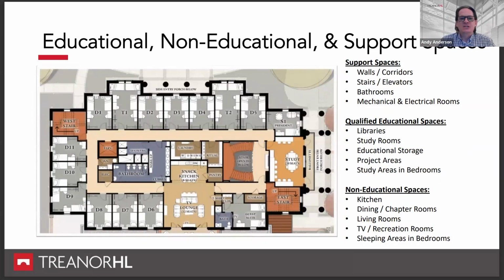That's just a designation of the types of spaces. Qualified educational spaces are spaces that are only used for educational purposes. They include libraries, study rooms, educational storage, project areas or maker spaces, and the study areas and bedrooms. And all the other social spaces, including the kitchen, dining, and living rooms, are non-educational spaces. So you can go to the next slide.